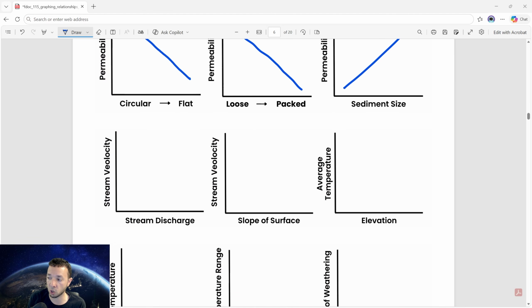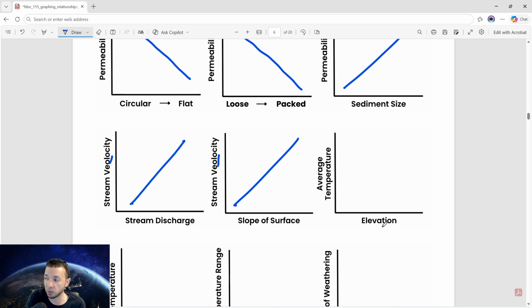As stream discharge increases, what happens to stream velocity? It should go up. If slope of the surface increases, what happens to stream velocity? It should increase. Look at my typos here. Oh no, I gotta fix those. That's what happens when you type sideways, by the way. It looks right real quick and then it's messed up.